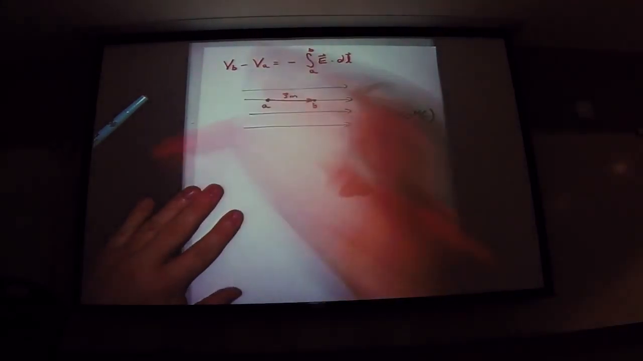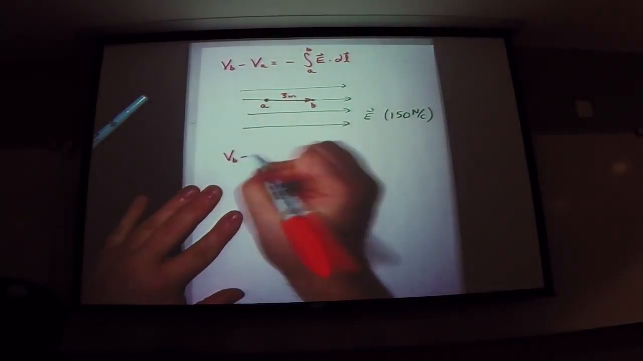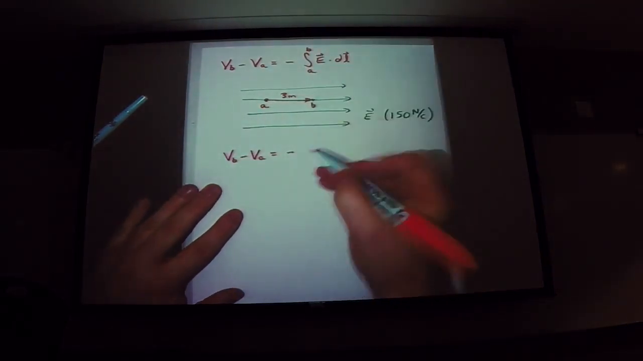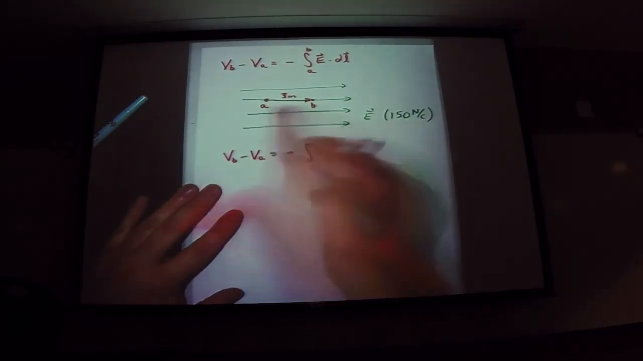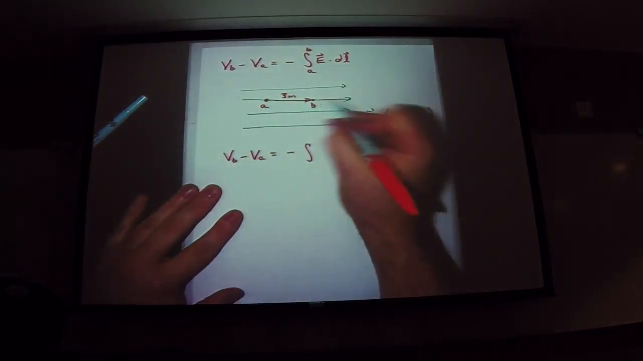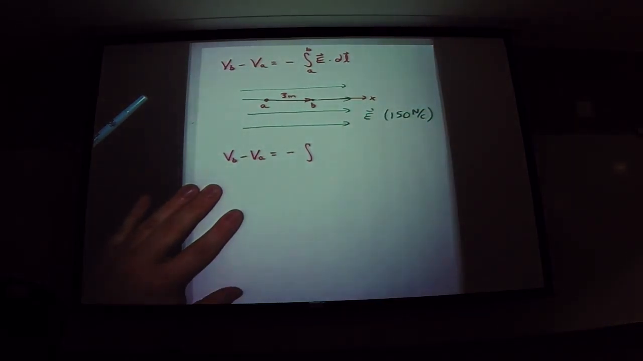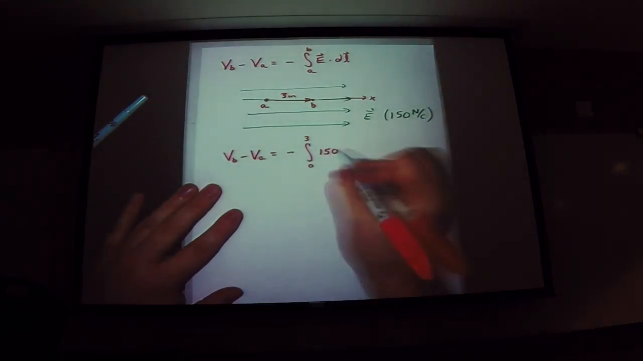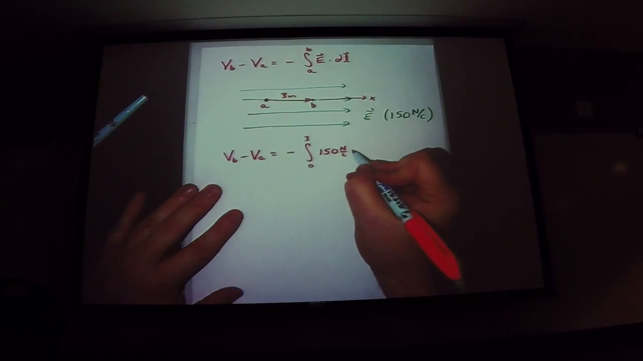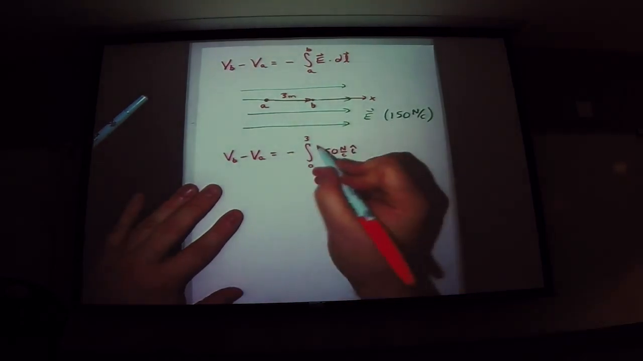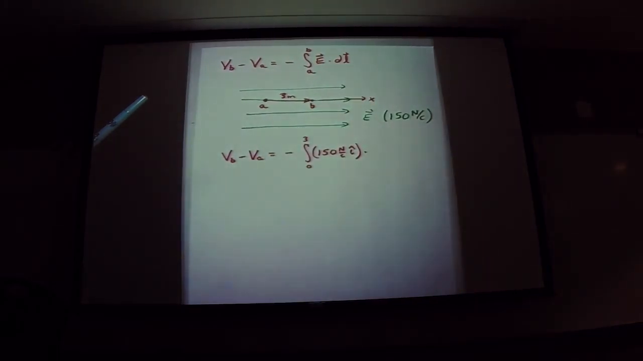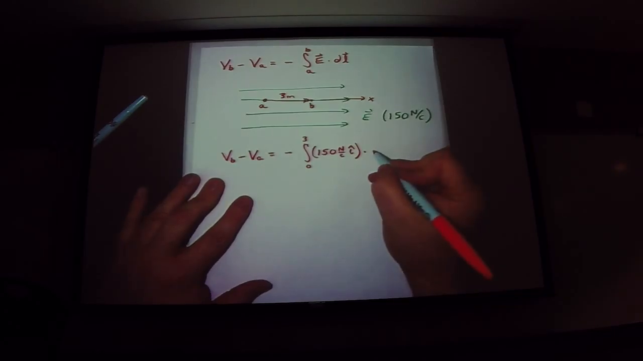So let's see what the change in voltage is. So VB minus VA is equal to negative integral from A to B of E dot dl. So that would be the integral from, if this is the x-axis, right? So this would be the integral of 0 to 3. The E field is 150 newtons per coulomb, and it is along the x-axis, dotted with my dl. My dl is just dx here. And by the way, it is along the x-axis.